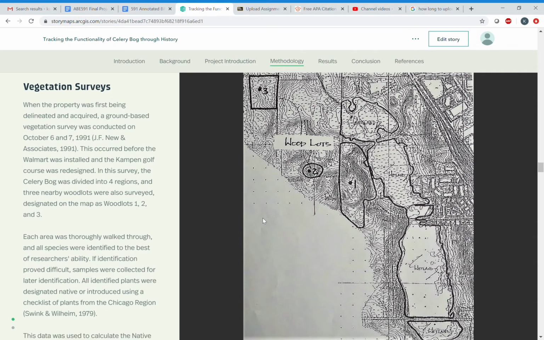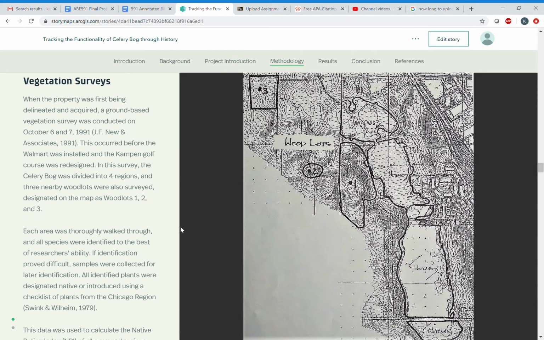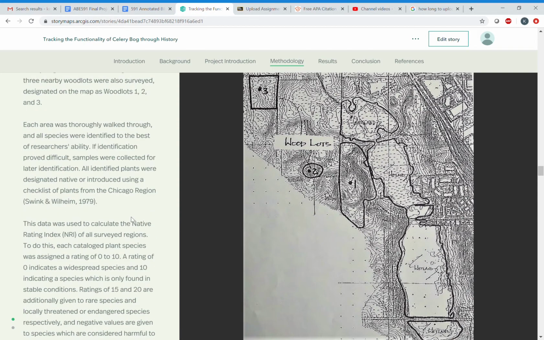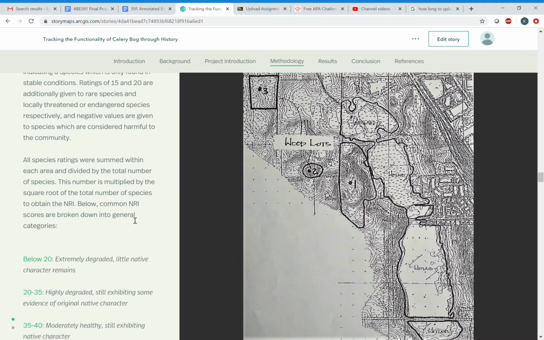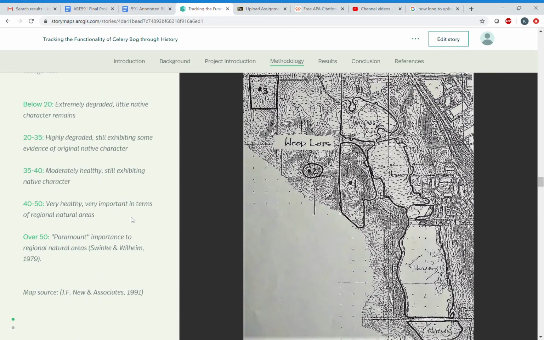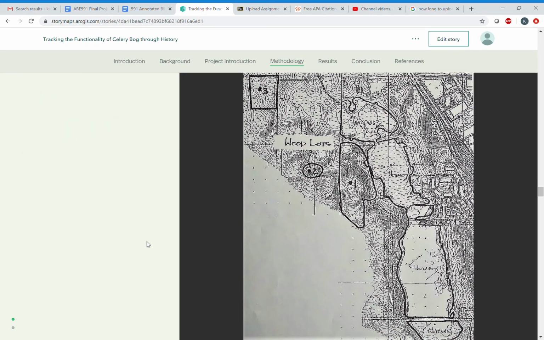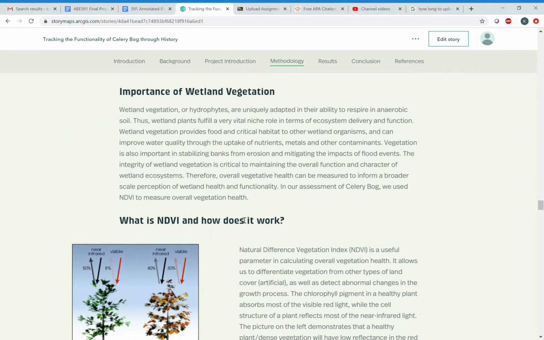For vegetation surveys, these were surveys in 1991 before a lot of development happened. It's also when this area was first delineated. And in this area, we understand that the wetland was suffering a lot even at this point from a lot of the agricultural use, but it also had a lot of native character left and potential.